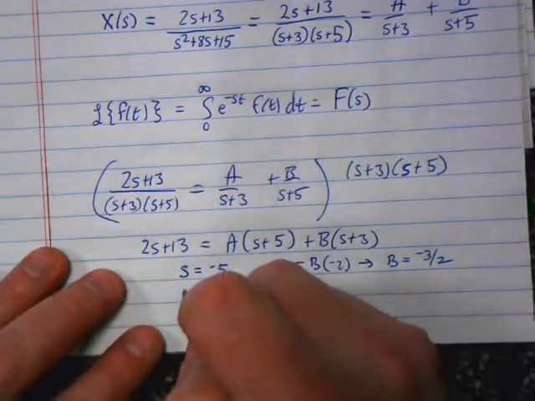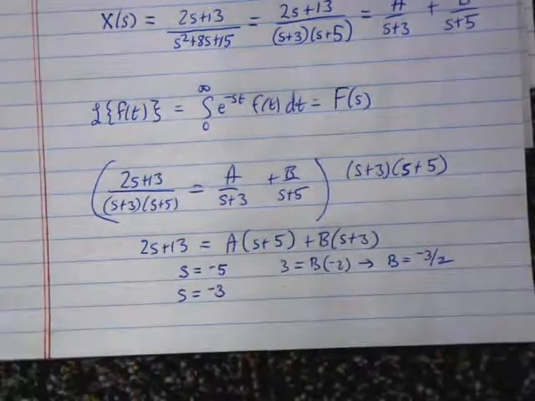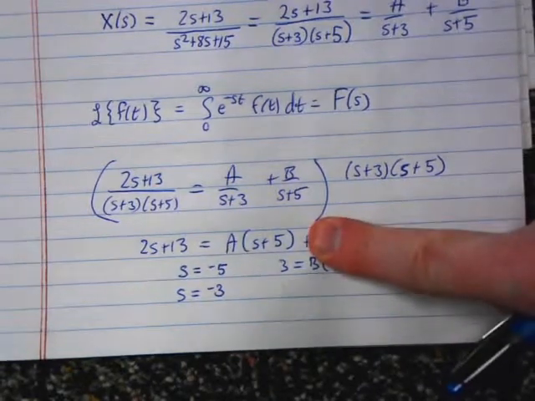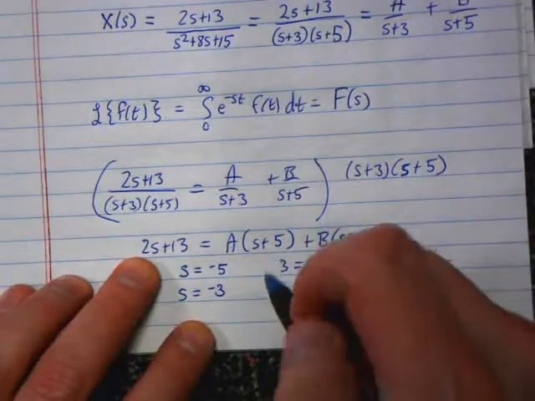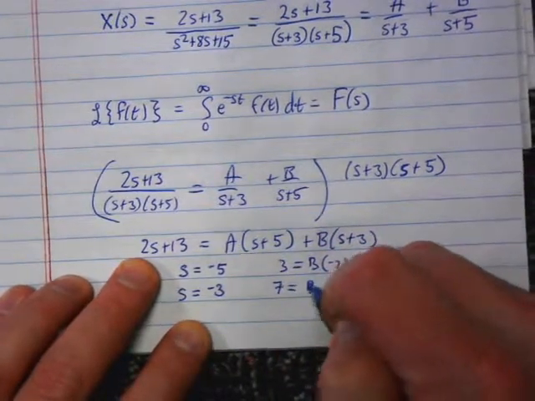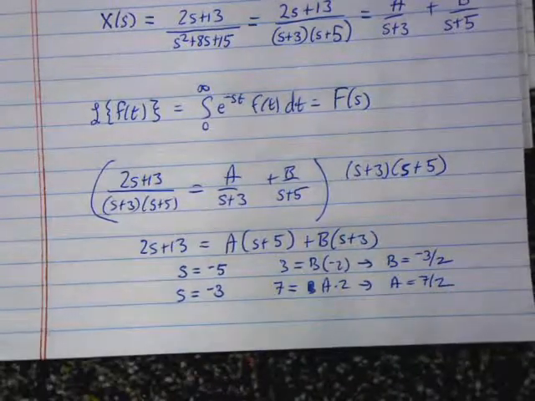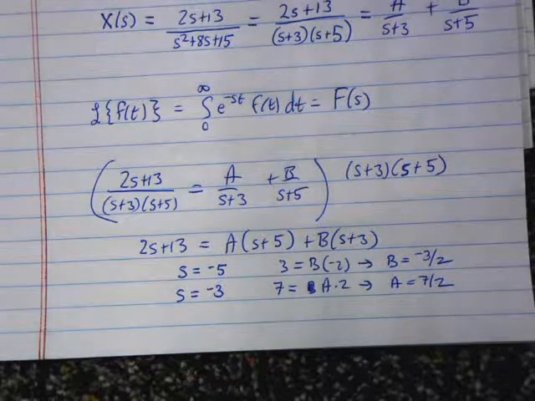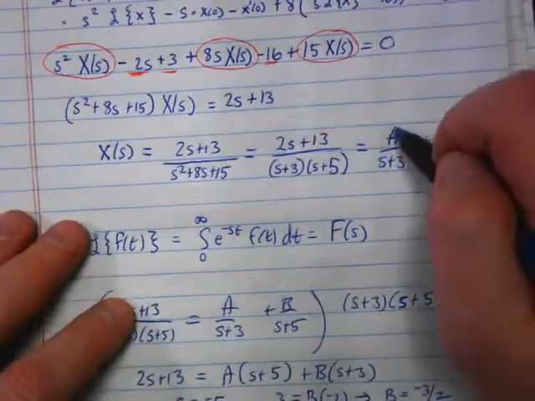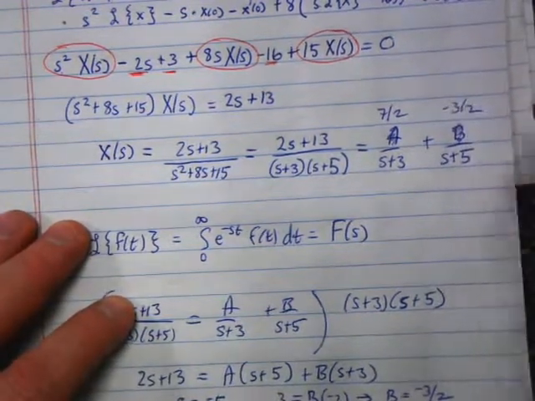And then I plug in my second favorite number in the whole wide world. For this problem, my second favorite number is negative 3, because when I plug negative 3 in, it makes that whole part go away. Plug in negative 3, I get 7 equals A times 2. So A is 7/2. Okay, so we're almost done. Instead of A, we've got 7/2 here, and instead of B, we've got negative 3/2. Now we're ready to answer the question.